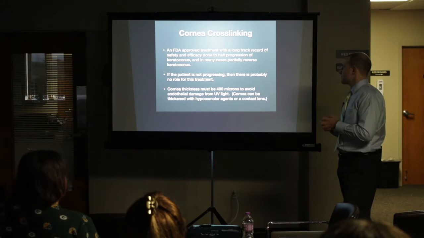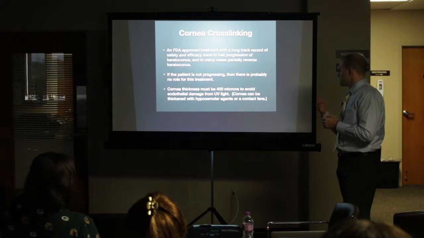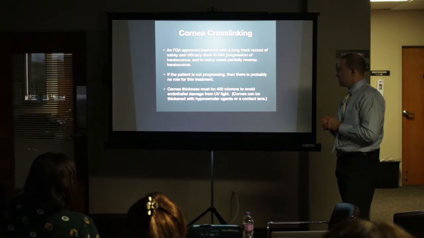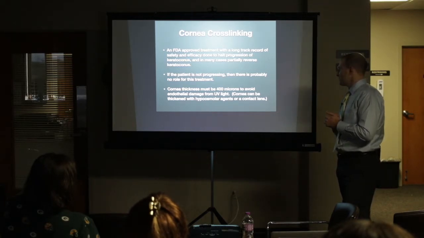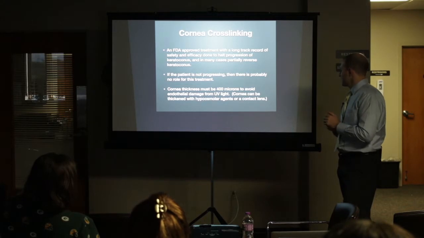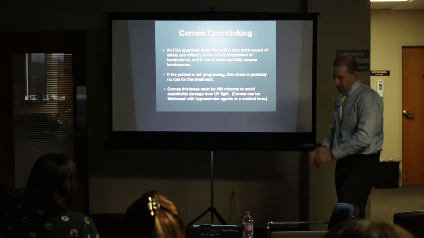Currently, the person must have a cornea thickness of 400 microns to avoid damage from the ultraviolet light to the corneal endothelium, so the inside layer of their cornea. There's some ways around that. You can get a person's cornea to swell by giving it hypoosmolar drops, and you can also put a contact lens on the eye so that that'll absorb some of the UV light. You just can't use a contact lens that has a specific UV filter because then that'll absorb all of the UV light and then the cross-linking won't work. So you have to be careful about which contact lens you use. So some criteria.